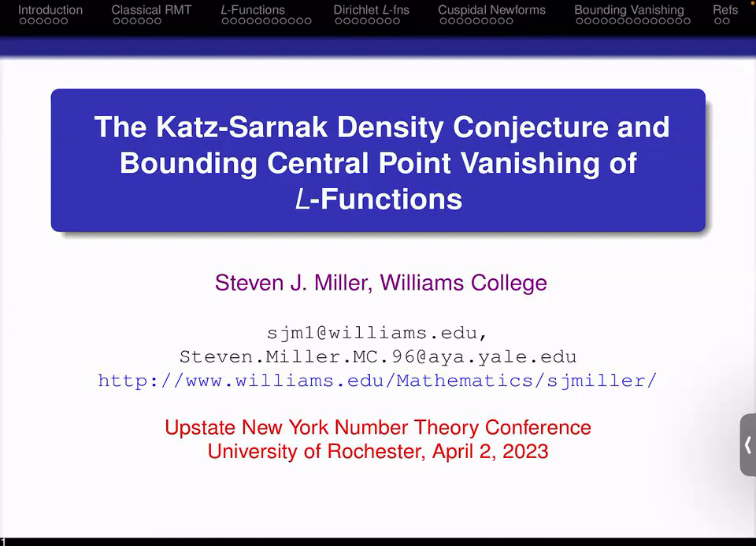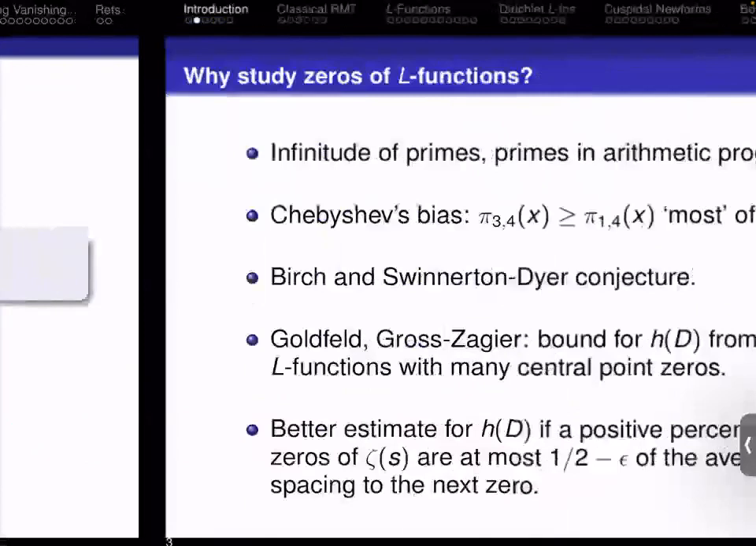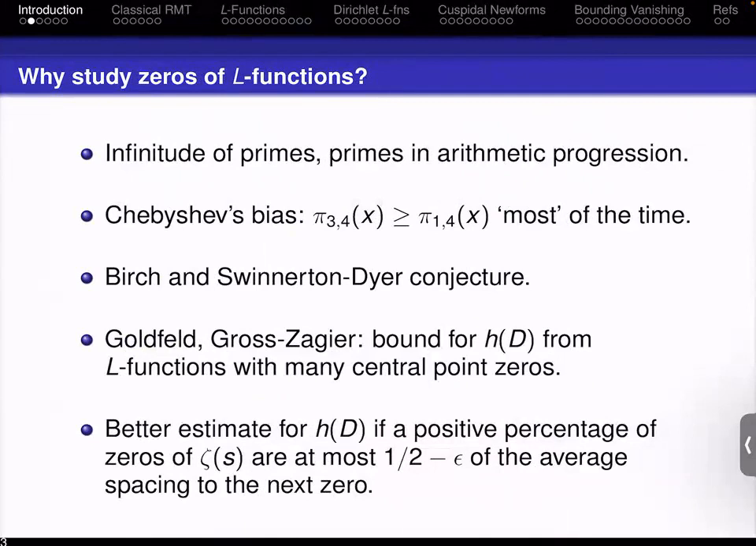All right, so what I want to do is talk a little bit about why we care about studying zeros of L-functions. What kind of problems can they help us understand? Here are a couple. The first is the infinitude of primes or primes in arithmetic progression. The next is Chebyshev's bias, that most of the time, and most can be quantified, there seem to be more primes congruent to 3 mod 4 than 1 mod 4. For those of you who like elliptic curves, there's the Birch and Swinnerton-Dyer conjecture, that the group of rational solutions, the geometric rank of that, seems to equal the analytic rank of the associated L-function. And then you can also have some results about the class number.